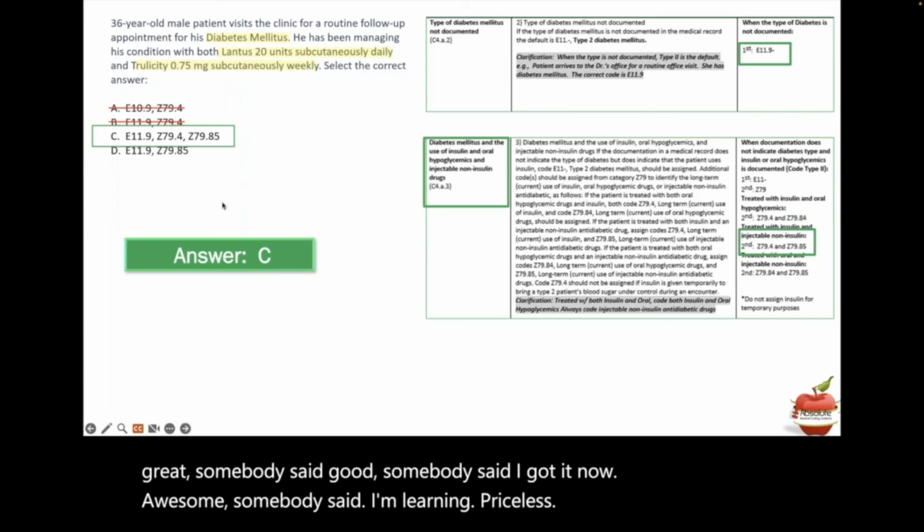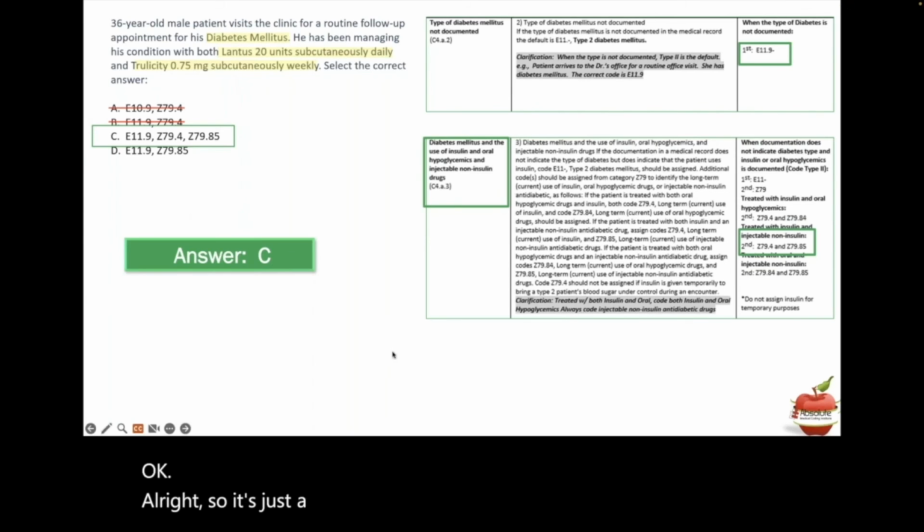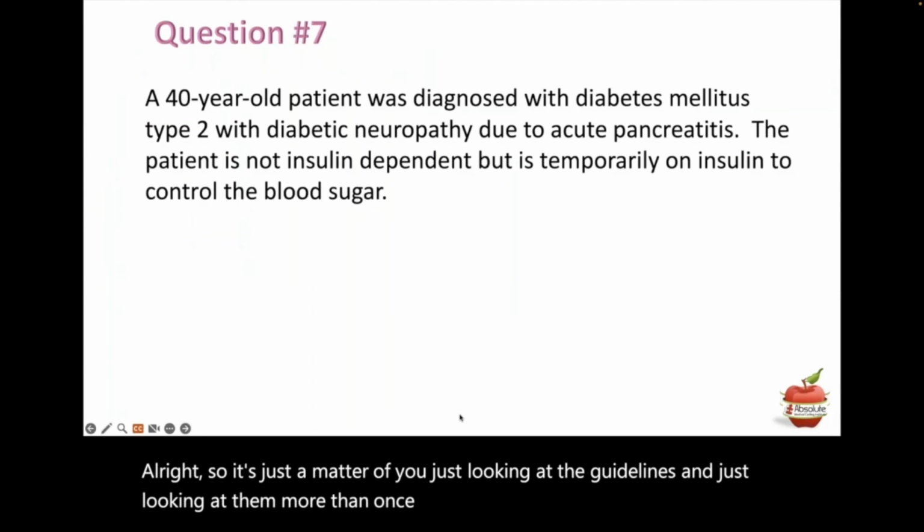Okay. All right. So it's just a matter of you looking at the guidelines more than once, and it's going to make sense.